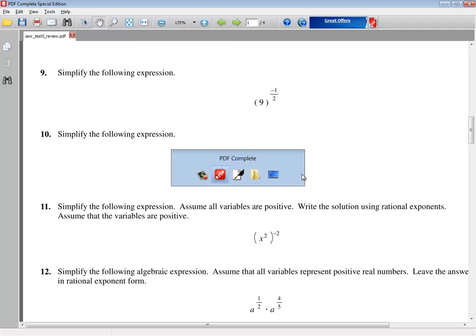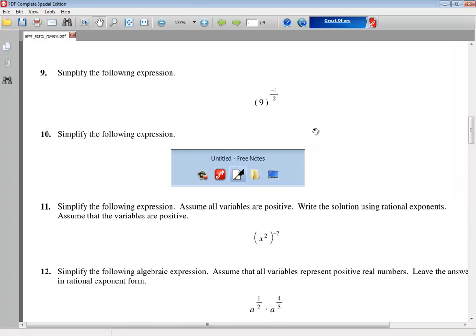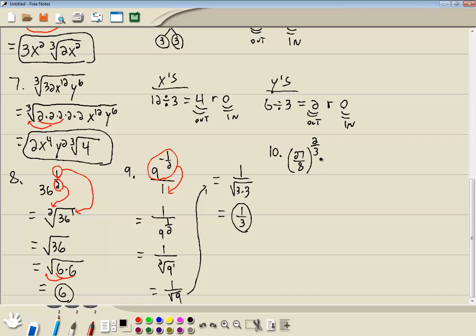So number 10, we got 27 over 8 to the 2/3 power. Now whenever you have a fractional power, rational exponents, and you got a number greater than 1 up on top, then you're going to go through our 3 steps for simplifying these. Our first step is to take the number up on top, the numerator, put it on the outside of a set of parentheses, or brackets in this case. So we're going to have 27 over 8 to the 1/3 power, and I'll put the 2 on the outside of brackets.